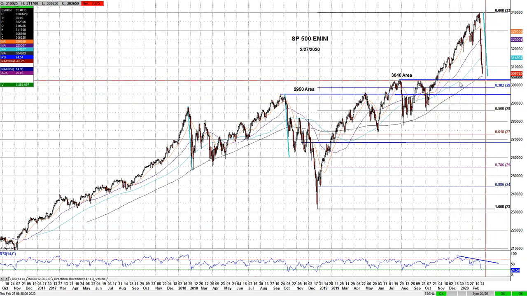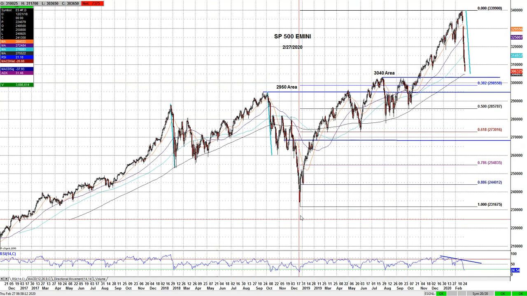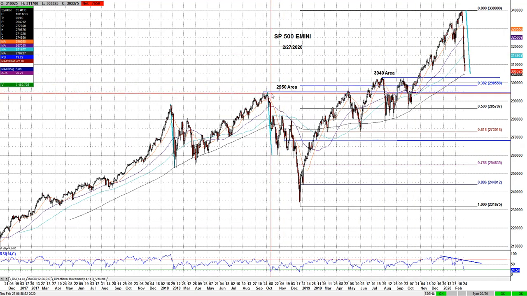If this does not hold, then let me move this out a little bit. You see this 382 right here? That's measuring from the low up to this high, and that's coming in just below the 3000 level, and that's also in this previous area of all of this congestion prior to this breakout here. Right here around 2950 I have marked in with a horizontal line, and that's also marking in a previous area that the market spent a lot of time trading around, that 2950-ish area.